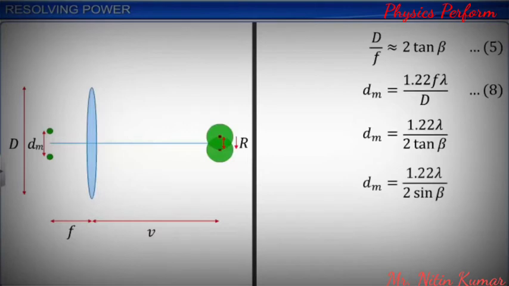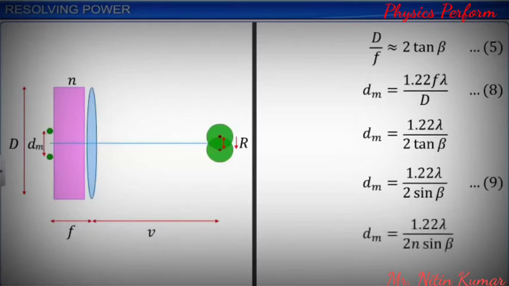Let this be equation 9. If the medium between the objects and the lens has a refractive index of n, then the expression for the minimum separation between the two objects dm is equal to 1.22 lambda by 2n sin beta. Let this be equation 10.